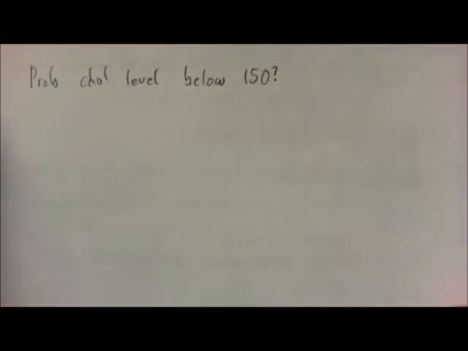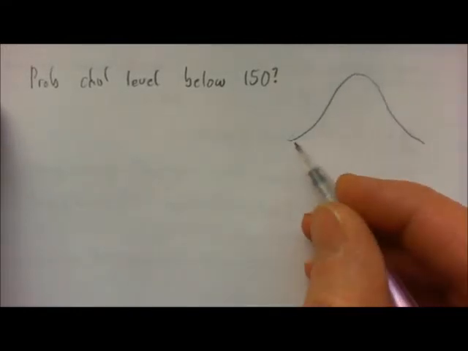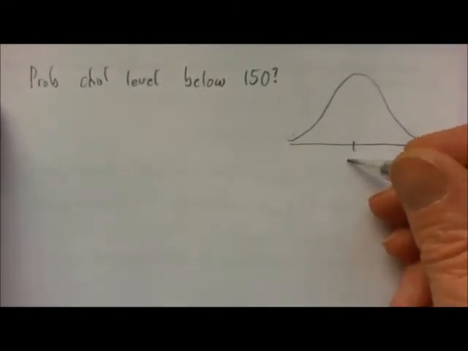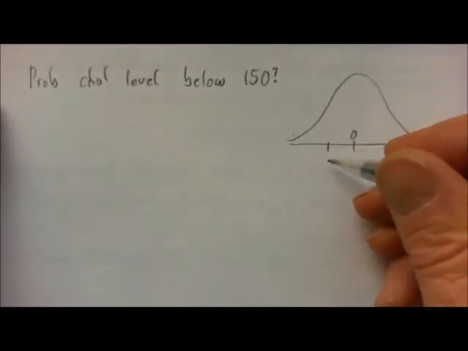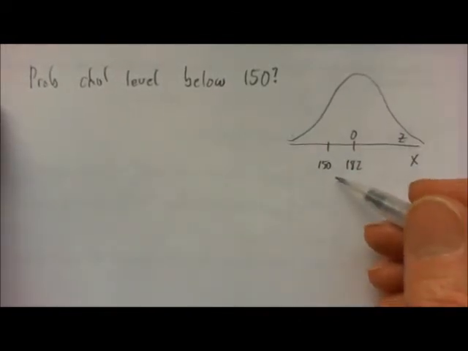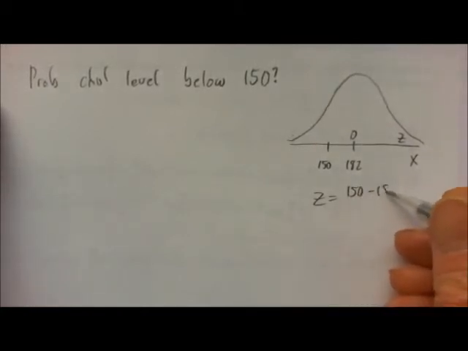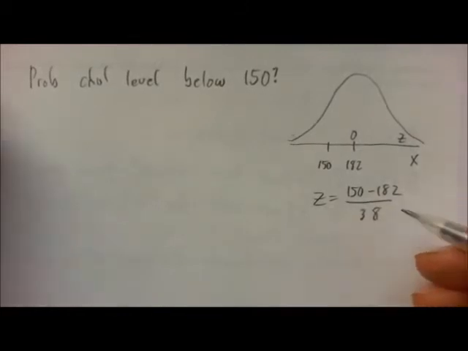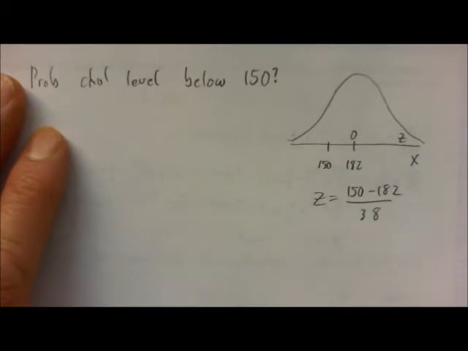Okay, so if we want the probability of a cholesterol level below 150, let's draw a picture of what we're looking for. So here's the mean of 182, a z-score of 0 above that. 150 would be down here somewhere. Again, that's an x value. These are z's up here. So we need to find the z that corresponds to 150. So that would be 150 minus 182 over 38. So the corresponding z is negative 0.84.